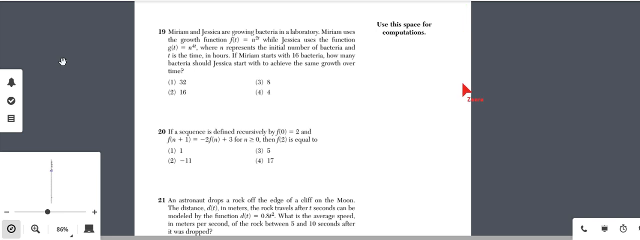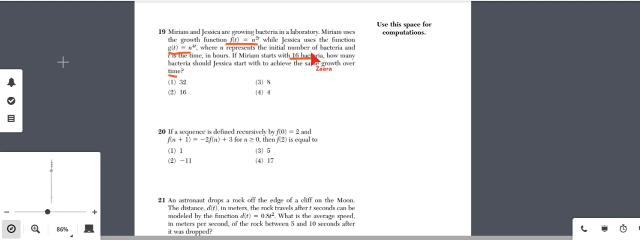Miriam and Jessica are growing bacteria in a laboratory. Miriam uses the growth function f of t equals n raised to the power of 2t, while Jessica uses the function g of t equals n raised to the power of 4t, where n represents the initial number of bacteria and t is the time in hours. If Miriam starts with 16 bacteria, how many bacteria should Jessica start with to achieve the same growth over time?